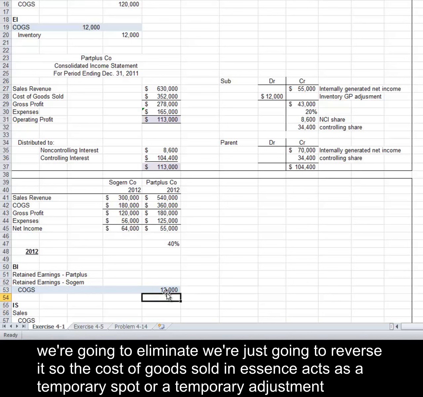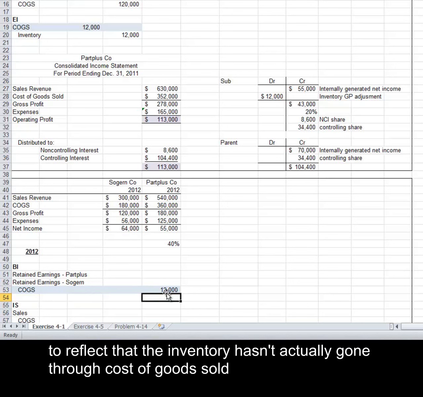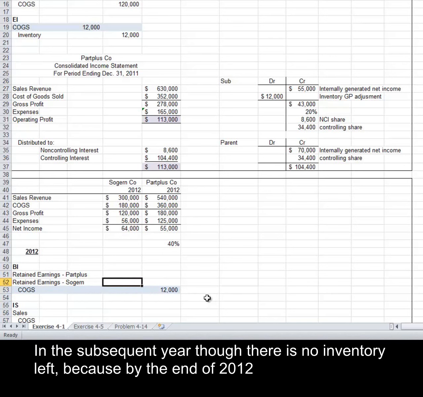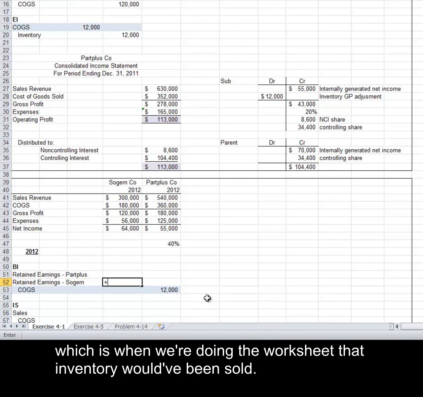So the cost of goods sold in essence acts as a temporary spot or a temporary adjustment to reflect that the inventory hasn't actually gone through cost of goods sold. It's because it's still sitting in inventory. In the subsequent year, though, there is no inventory left, because by the end of 2012, which is when we're doing the worksheet, that inventory would have been sold.